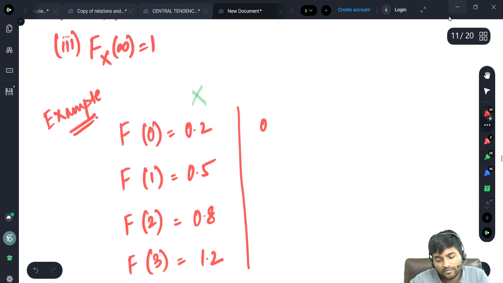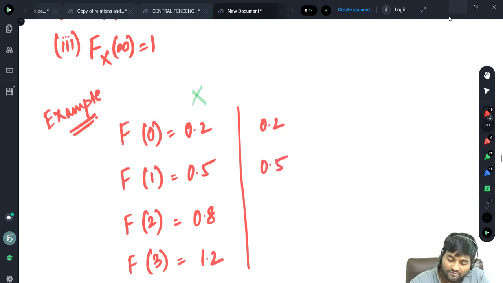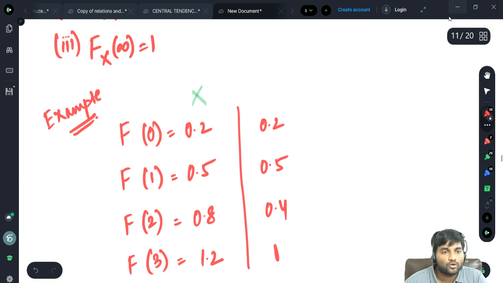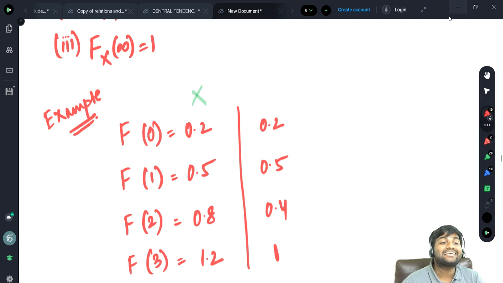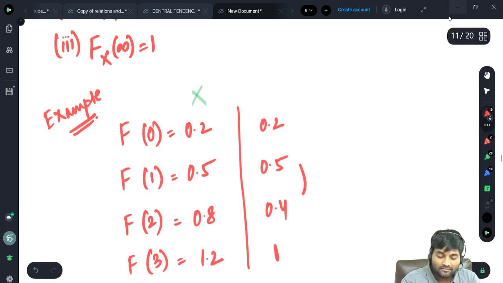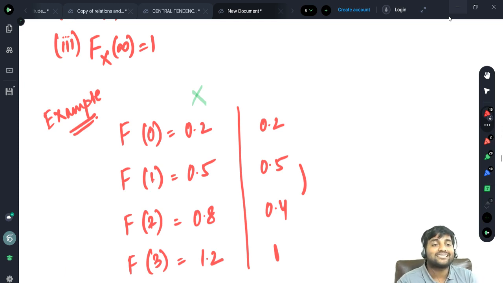Next, 0.2, 0.5, 0.4, 1. No, why? F(x) should be an increasing function of x. This means as x increases, the value of F(x) should also increase. But here, the value of x has increased from 1 to 2, but the value of F(x) has decreased. So this will not be a valid CDF.